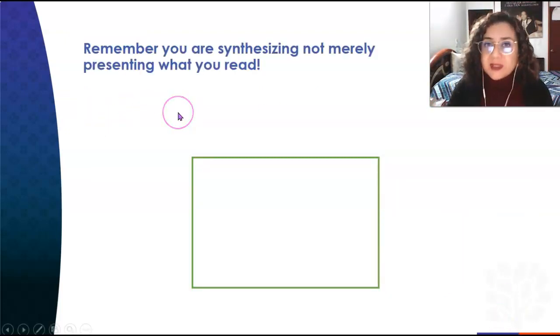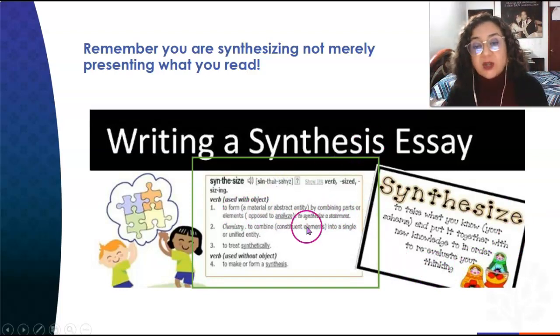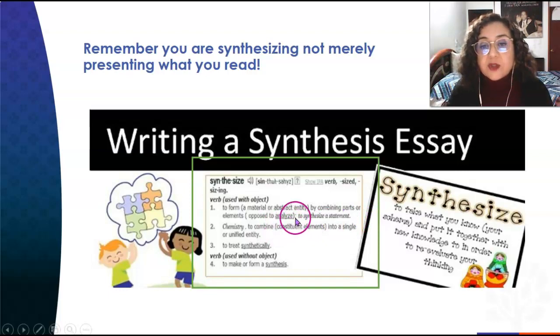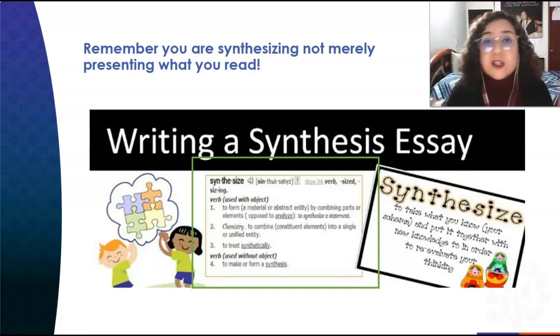So remember that you're synthesizing, not merely presenting what you read. This is not an annotated bibliography. This is a literature review. Synthesizing is about forming a statement by combining parts or elements, as opposed to analyzing it. Analyzing is what you did with the literature matrix. You finished that process. Now the next process is to synthesize, to start building connections, to start combining the different studies into new ideas.